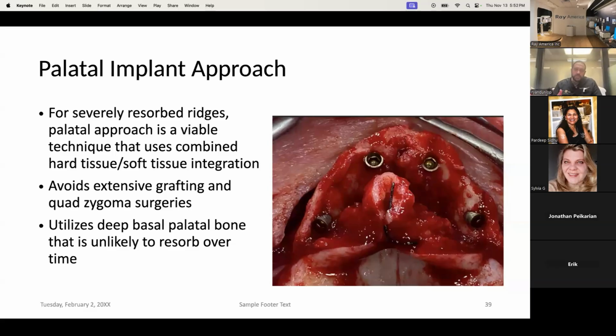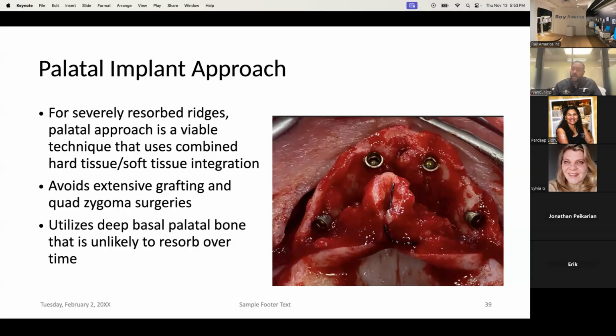So you get hard tissue integration on the buccal and the apex of the implant, and then you allow the soft tissue of the palate to rest against the exposed threads of the implant. So this is for severely resorbed ridges. You want to have at least 2 millimeters of bone on the buccal aspect of the implant, but it avoids the need for very extensive grafting cases and zygomatic surgeries. And these, again, usually get very, very high insertion torque because it's basically all in cortical bone.